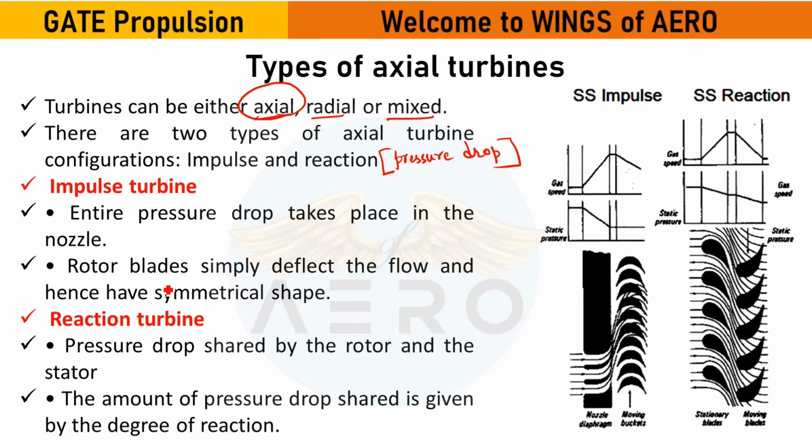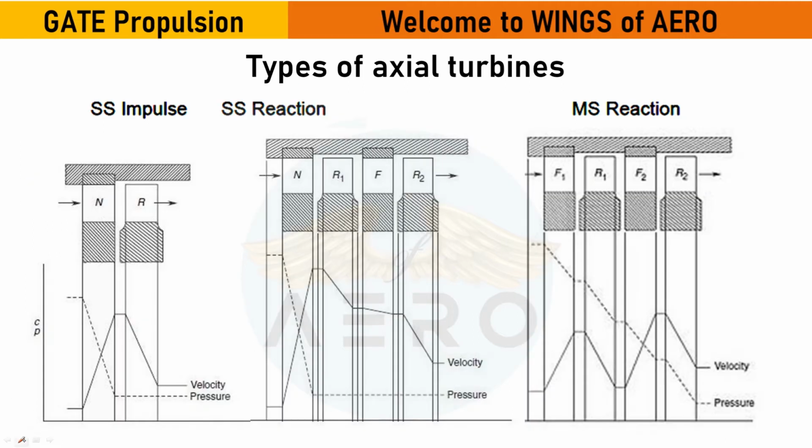Now the impulse turbine says that the entire pressure drop takes place in the nozzle. Now let's look into this figure. This is the impulse and this is the reaction. Let me take you to the next slide, you'll have a better understanding. So the impulse turbine says the entire pressure drop will take place in the nozzle. Nozzle means it is a stator type, which is fixed.